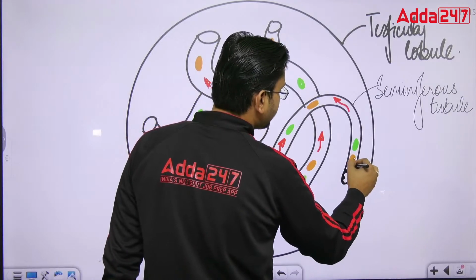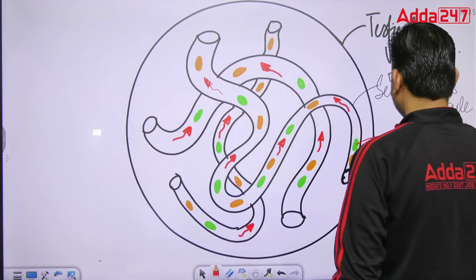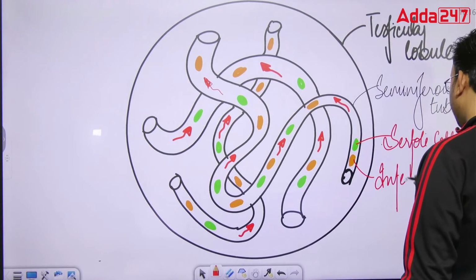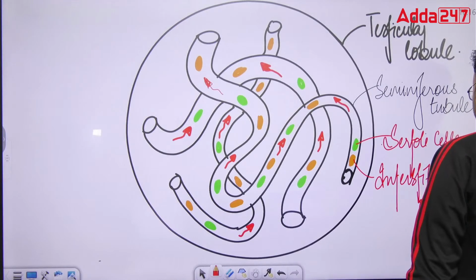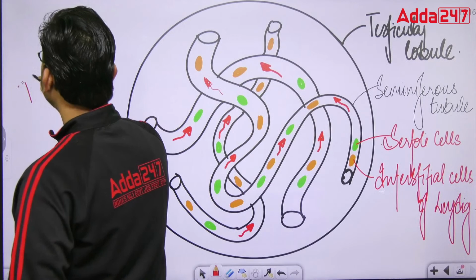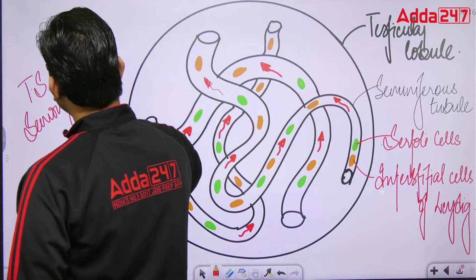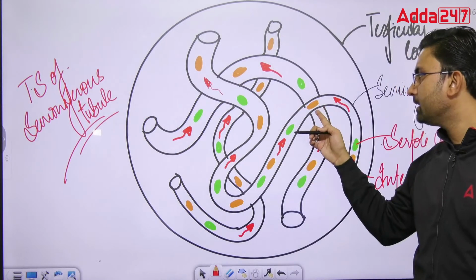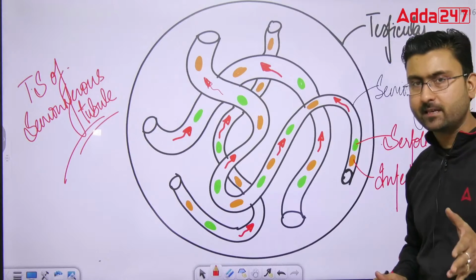So you can see the location of Sertoli cells as well as these are interstitial cells of Leydig. They are interstitial cells of Leydig. And this is a cross-section, TS of seminiferous tubule. This is a transverse structure of seminiferous tubule in which you can clearly observe the Sertoli cells which are providing nutrition to the developing spermatozoa, and on the other hand, interstitial cells of Leydig are secreting androgens which consists of the male sex hormone or the main sex hormone testosterone.